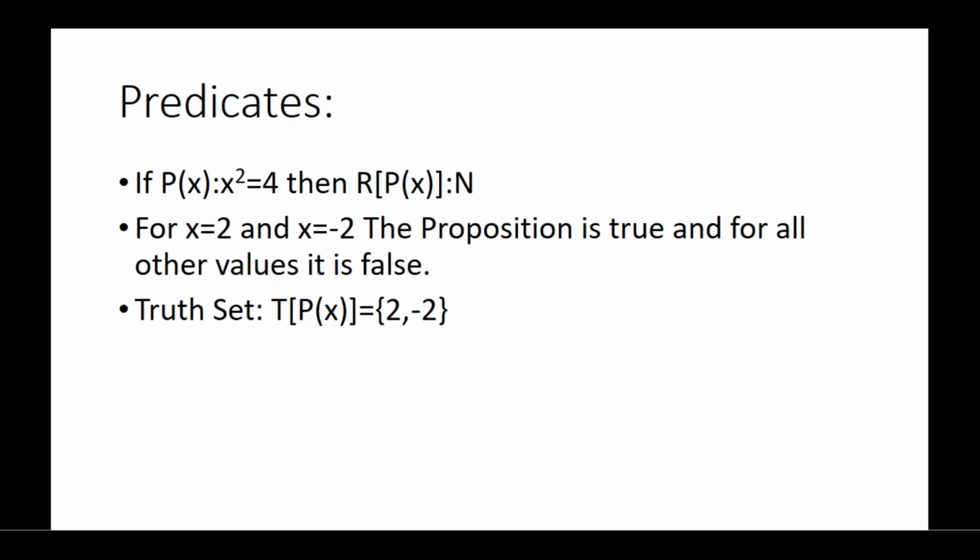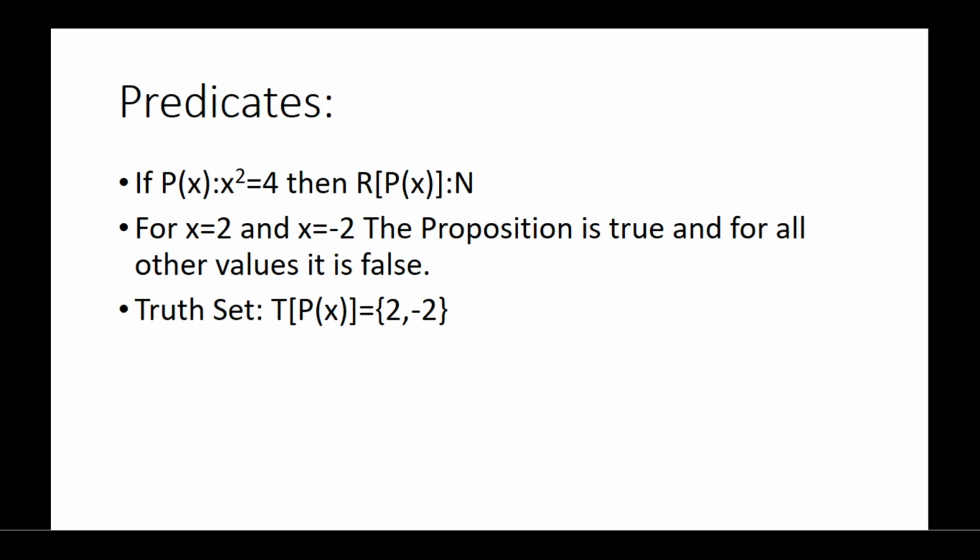Here, if p of x is x square equal to 4 is a predicate and r of p of x is equal to integers, then the truth set is 2 comma minus 2. If r of p of x equal to natural numbers, then the truth set is 2. If p of x is x square equal to 4 and r of p of x equal to z, that is the set of all integers, then the truth set, that is t of p of x, is 2 comma minus 2.